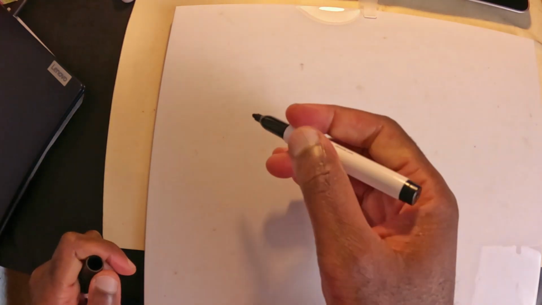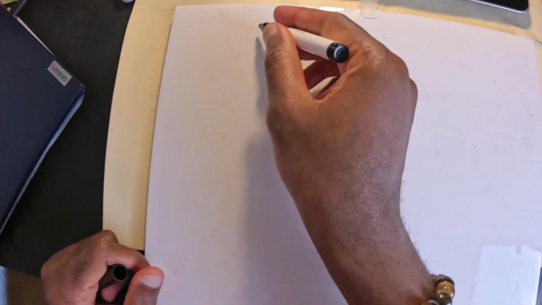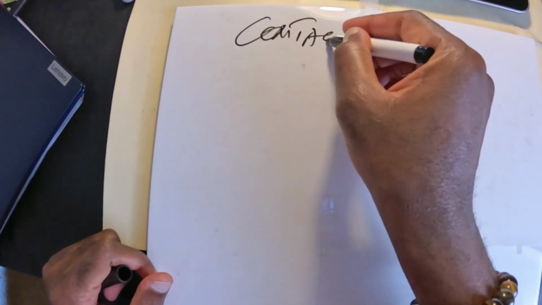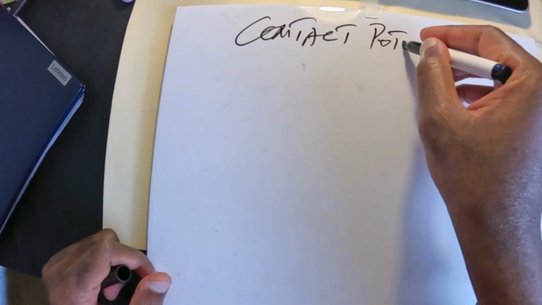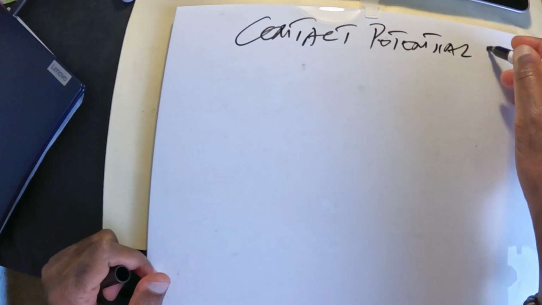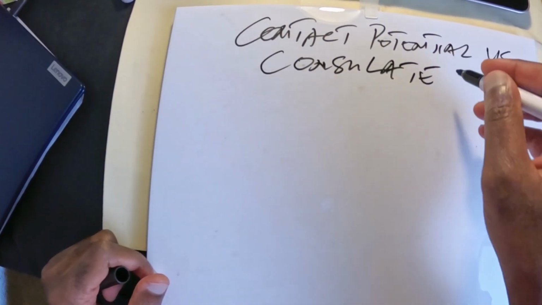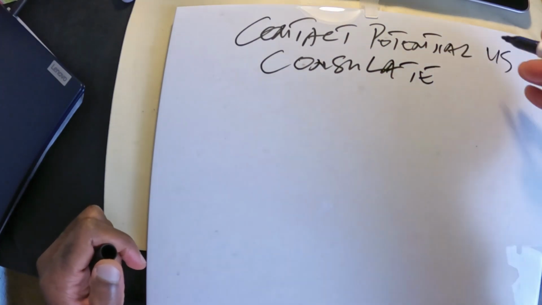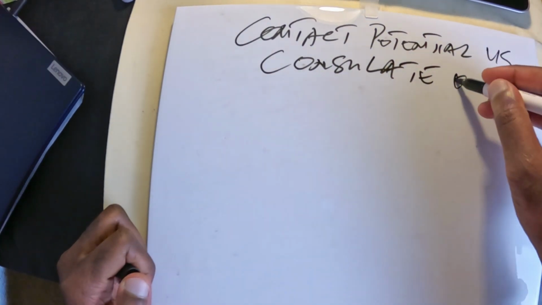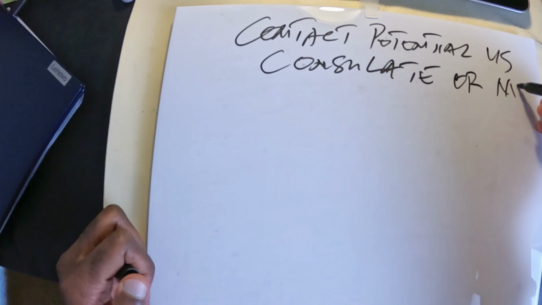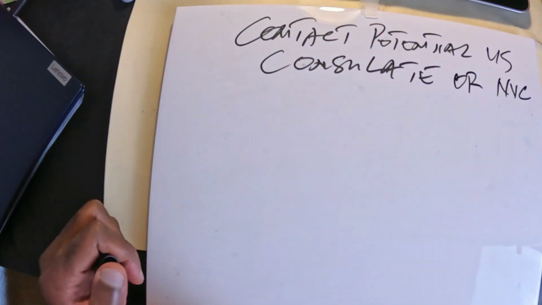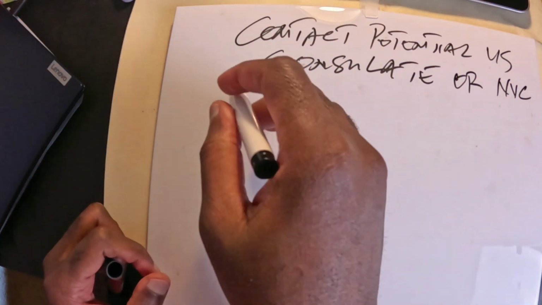Transferring your immigrant visa case involves a few important steps. Here's how you go about it. The first step is to contact the potential U.S. consulate. Basically, that's the U.S. consulate where you're planning to send your case, or NVC. If your case is still at NVC, you're going to contact NVC.